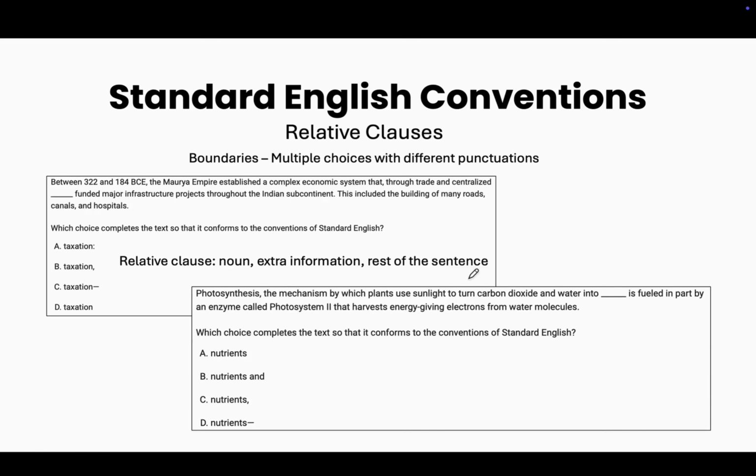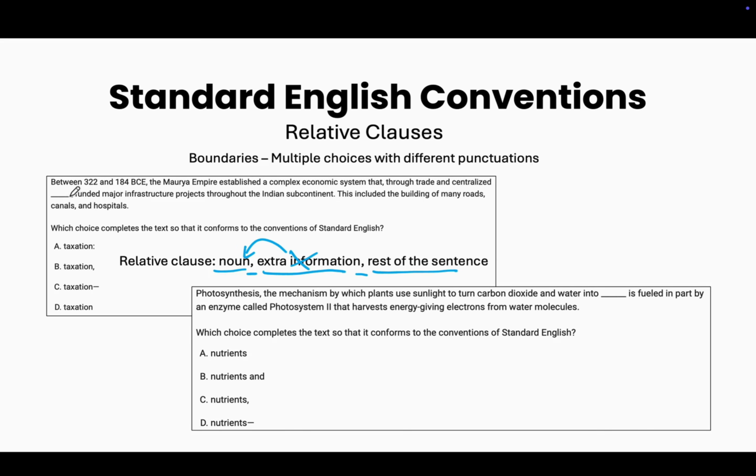Next up, we will discuss relative clauses. A relative clause is a noun or a noun phrase plus a comma plus extra information talking about the noun or noun phrase plus a comma again, and then the rest of the sentence. If the extra information is removed, the sentence still makes sense.